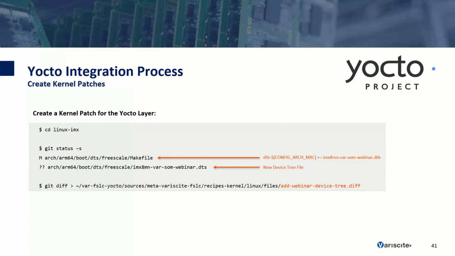Okay, so now let's look at how to create a kernel patch that we can use in our Yocto layer. To do this, let's change directory back to our linux-imx folder. We can run git status, and we can see that the only changes underneath the linux-imx folder are to the Makefile, where we added our new webinar device tree file, as well as a new device tree file called imx8mm-var-som-webinar.dts. To create a patch file for this, we can run git diff, and then redirect the output to the files directory that we created on the previous slide, to a new file called add-webinar-device-tree.diff.